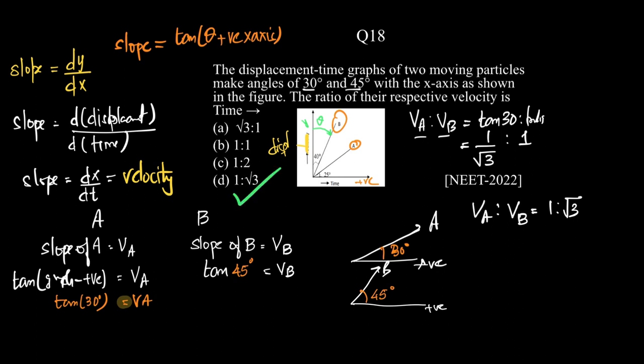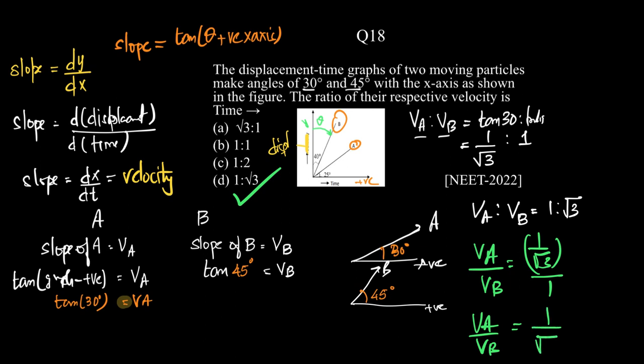And now if you think, how did this 1 by root 3 become 1 is to root 3? It's very simple. So if you take VA by VB, what do you get? VA is 1 by root 3, the whole upon 1, right? So VA by VB will be equal to 1 by root 3 by 1, which is 1 by root 3, and therefore VA is to VB will be equal to 1 is to root 3. This is the mathematical explanation for the same.